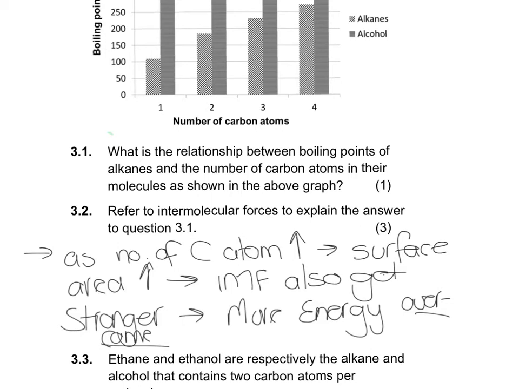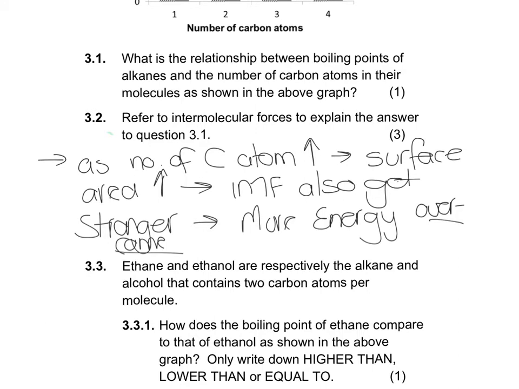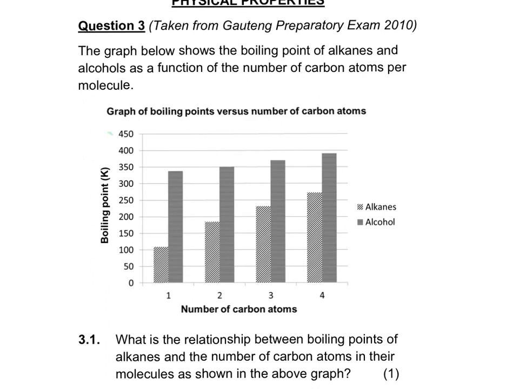All right, next question. Ethane and ethanol, respectively, are the alkane and alcohol that contain 2 carbon atoms per molecule. How does the boiling point of ethane compare to that of ethanol? So we go back to the first graph. We're looking at ethane and ethanol. So we're looking at those two. The first bar is the ethane. The second one is the ethanol.